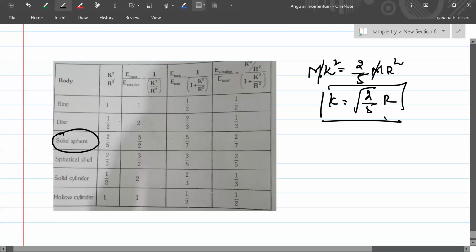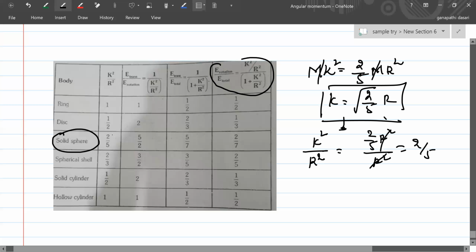Now the question is, if I try to calculate rotational by total, I'll calculate three of them. One is, what is k square by r square? If I take directly from here, k square by r square is equal to how much? 2 by 5 r square by r square. That will be 2 by 5.